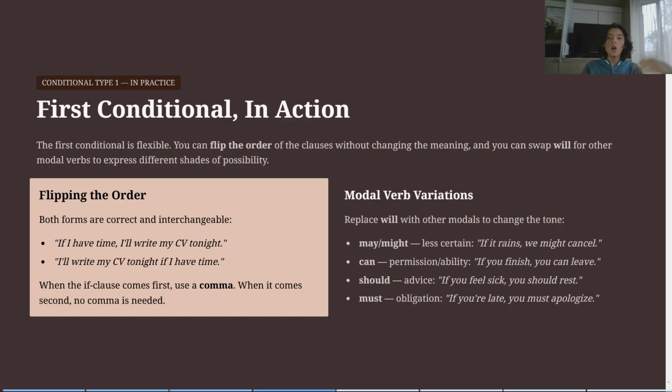We can also use other modal verbs instead of will. For example, we can use may for a less certain possibility. If it rains, we may cancel. We can use can for ability or permission. If you finish, you can leave. We can use should for advice. If you feel sick, you should rest. And we can use must for obligations. If you're late, you must apologize.